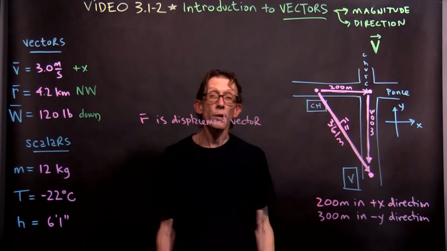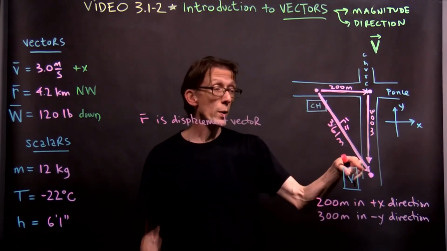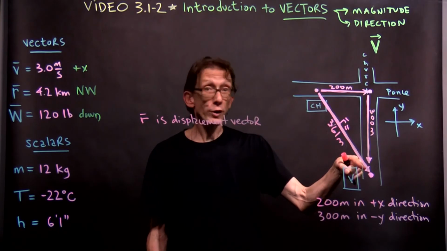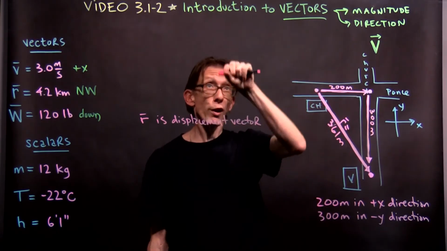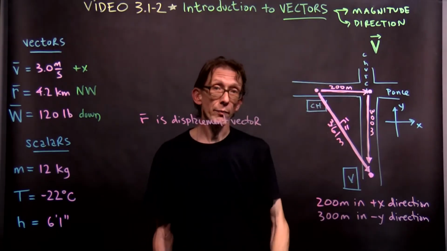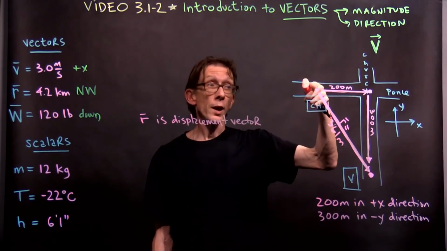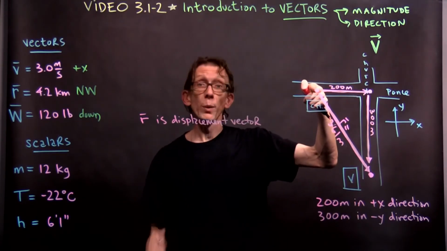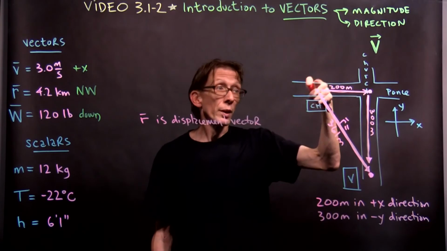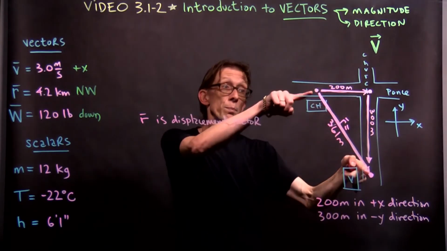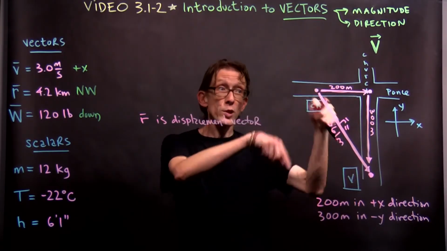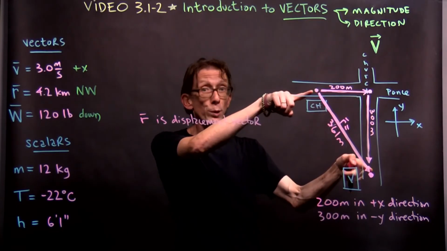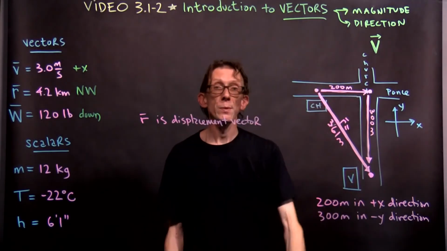Again, whether you're a bird or a person, you start here, you end there, and all displacement cares about is where you started and where you ended, not how you got there. It doesn't matter if you start here and go to Egypt and come back from Egypt and then walk down here. If you started here and ended there, no matter what trip you took between the two points, r is your displacement vector.